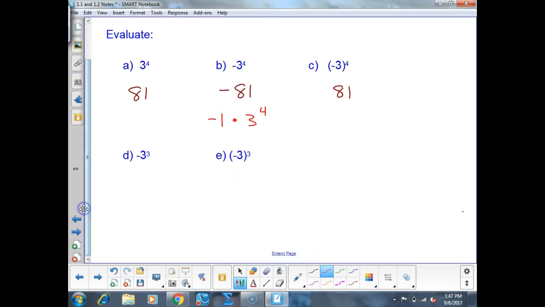Negative 3 cubed is negative 27. Negative 3 quantity cubed is also negative 27. Odd exponents really don't have that rule. It's just those even ones because a negative times a negative is a positive. Okay? Questions about that?